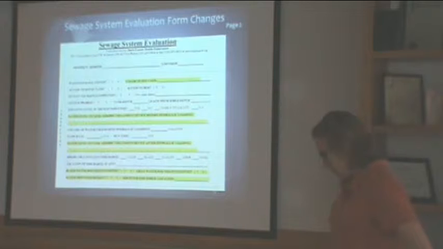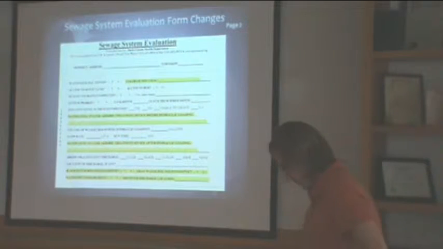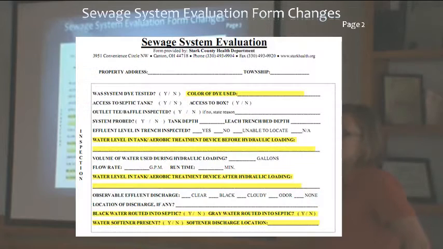Observable effluent discharge. That means if you find the dye somewhere, if you find the dye going to the ditch. I think some people were thinking we saw it in the box. Okay, yeah, but if you mark anything there, I'm assuming the system's surfacing or failing. And then the location of the discharge, you want to fill out where you saw the dye or the effluent.